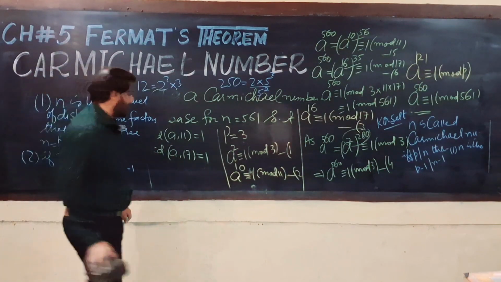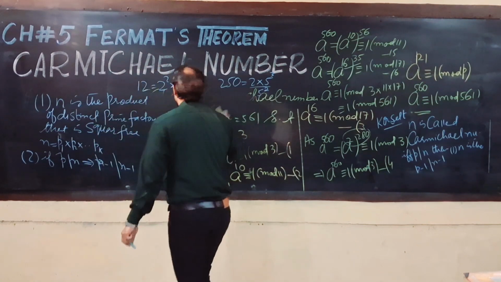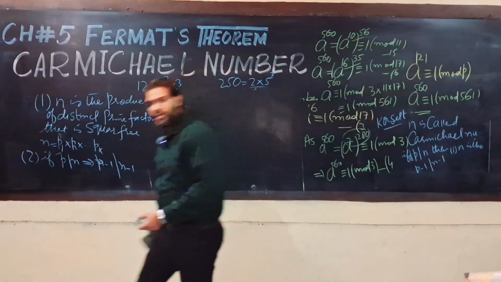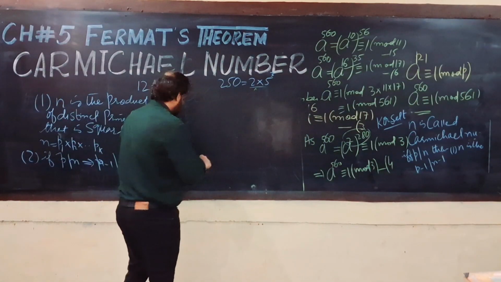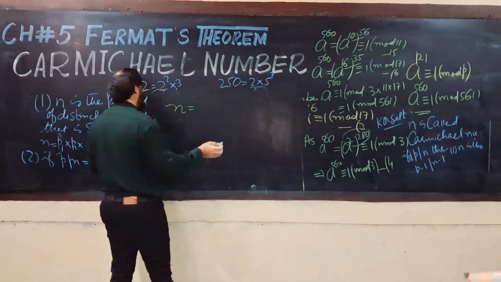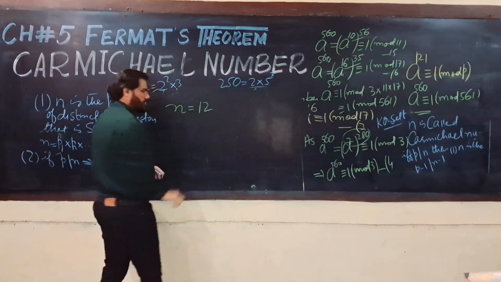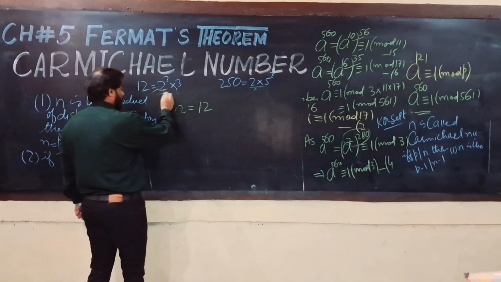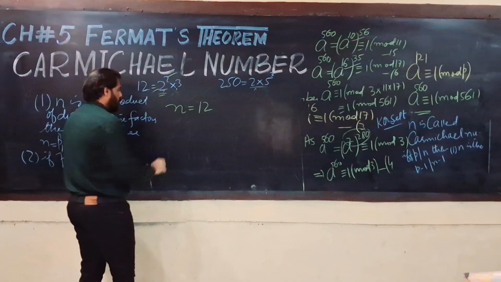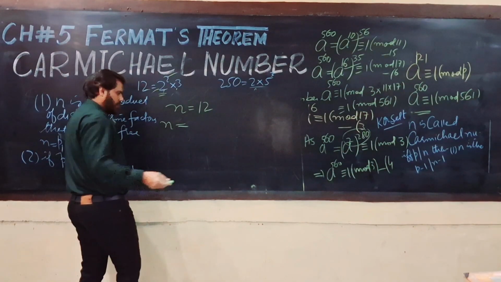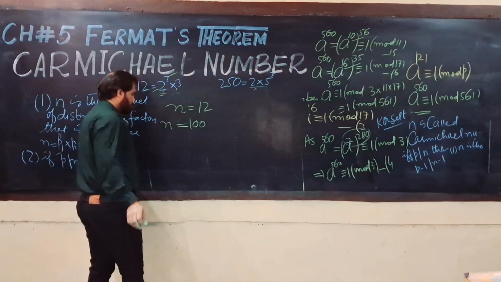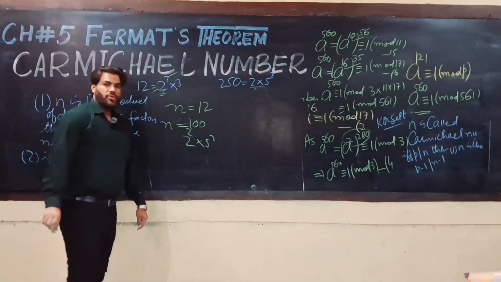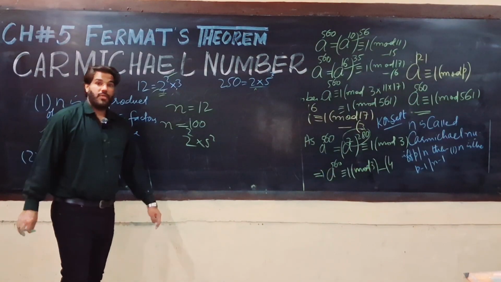So this is a very interesting result. You can utilize this result in your MCQ based exam. For example, we have to test whether n is equal to 12 is a Carmichael number. No, this is not a Carmichael number, because the prime factorization of 12 contains a square. Is n equal to 100 a Carmichael number for any base? No, because its prime factorization is 2 square into 5 square. Both contain square factors, so n equal to 100 cannot be a Carmichael number.